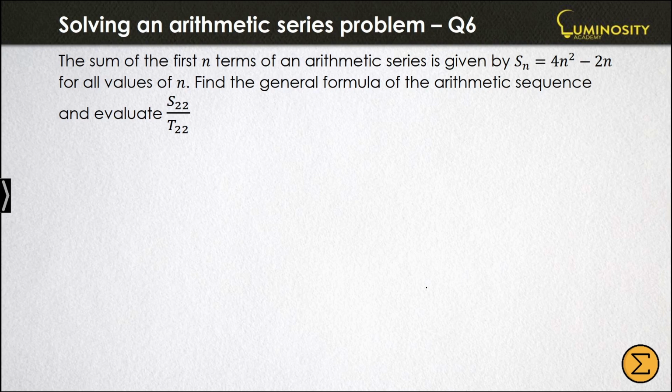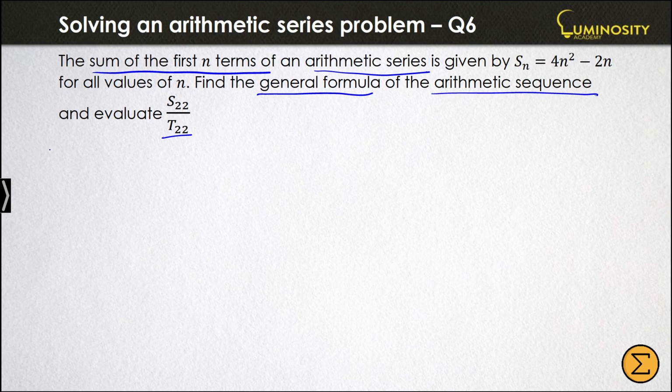Let's have a look at question 6 of solving an arithmetic series problem. The sum of the first n terms of an arithmetic series is given by S sub n equals 4n squared minus 2n for all natural values of n. Find the general formula of the arithmetic sequence, and evaluate the sum of the first 22 terms divided by the 22nd term.